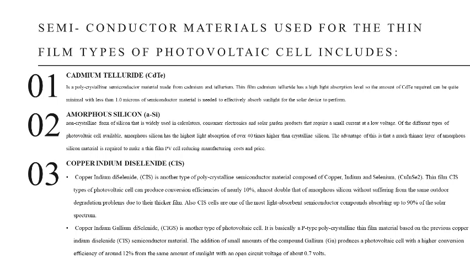Amorphous silicon, a-Si, is a non-crystalline form of silicon that is widely used in calculators, consumer electronics, and solar garden products that require small current at a low voltage. Of the different types of photovoltaic cells available, amorphous silicon has a high light absorption of over 40 times higher than crystalline silicon. The advantage of this is a much thinner layer of amorphous silicon material is required to make the thin film PV cells, reducing the manufacturing cost and price.